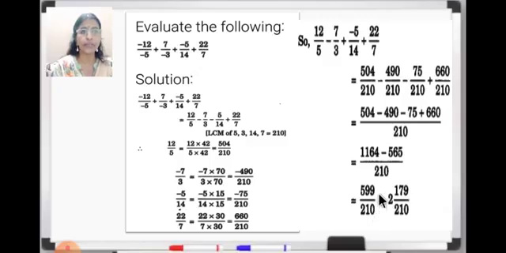And then we are going to divide 599 by 210. So when you divide, you will get 279 upon 210. So this way you are going to evaluate. If you get any question based on evaluation, you are going to solve it in this way.